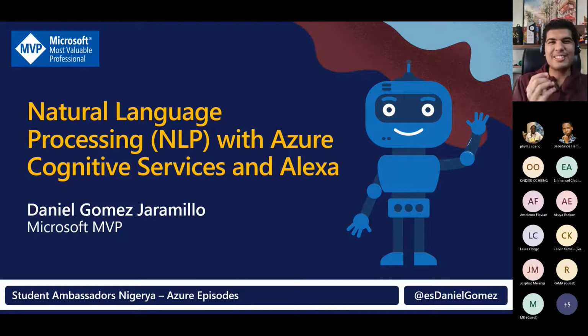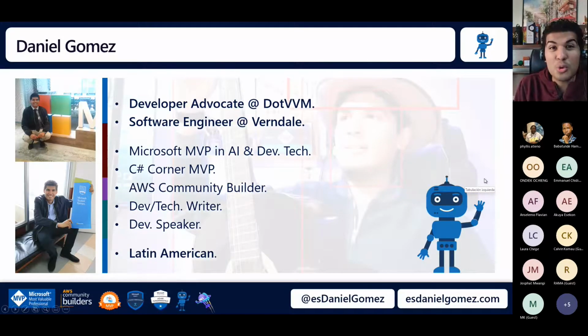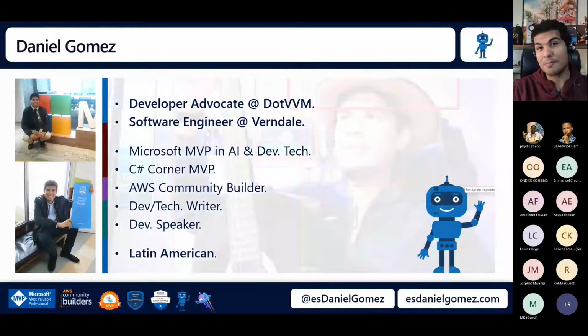Okay, the idea is to build the process to have this communication with Alexa, and now to review this process. So, starting in this part, again, it's a pleasure to greet you. I'm Daniel Gomez. I'm greeting you from the Latin America region. Currently, I work as a developer advocate with .NET Solutions, and also as a software engineer here in the Latin America region.